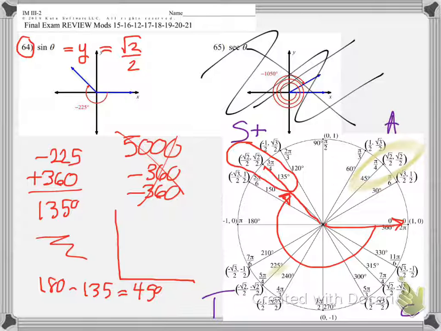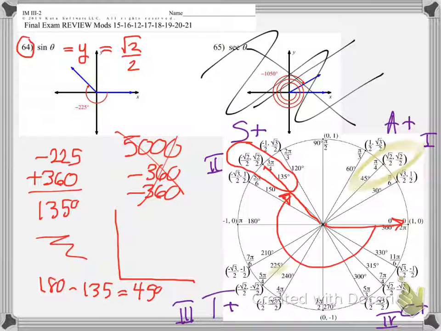Sine is positive. This means all positive in quadrant 1. This means sine positive in quadrant 2. This means only tangent is positive in quadrant 3. And this is only cosine is positive in quadrant 4.